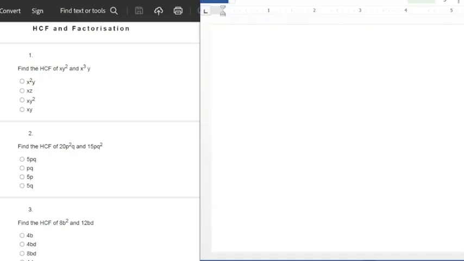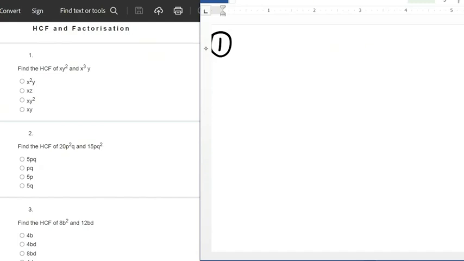So in this class, we want to look at factorization of algebraic expressions, and in it we're going to be finding the ACF of algebraic terms. So that's what we want to look at in this video. Let's start with the first one. The first one asks us to find the ACF of xy squared and x cubed y.